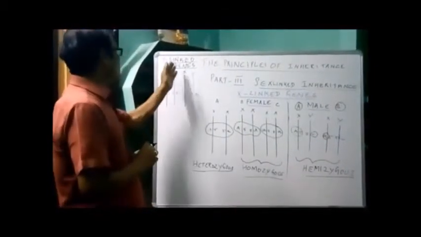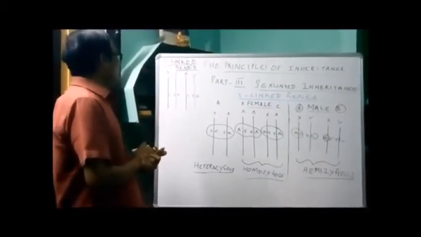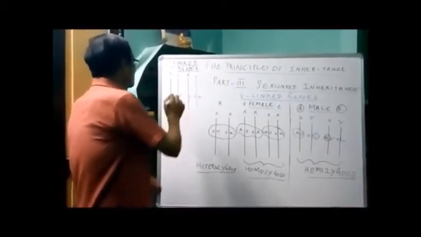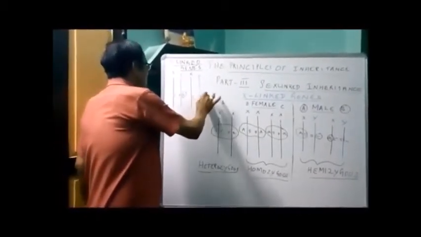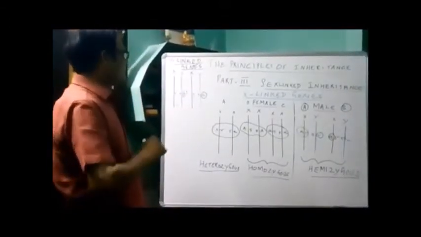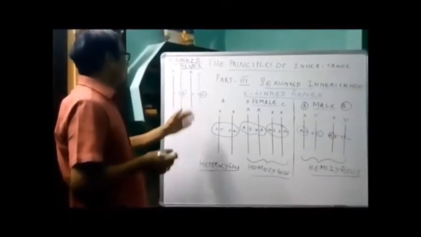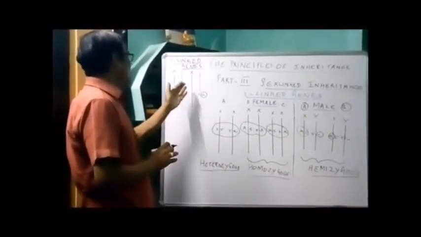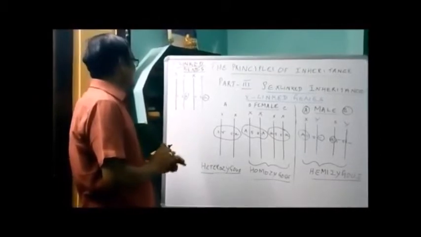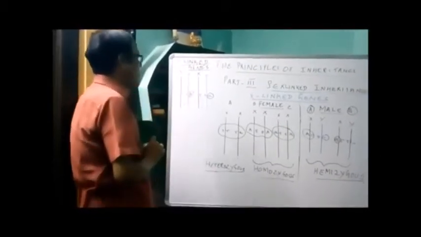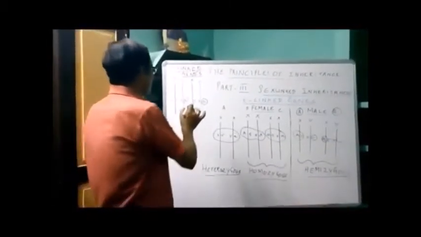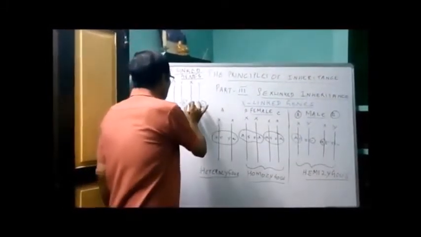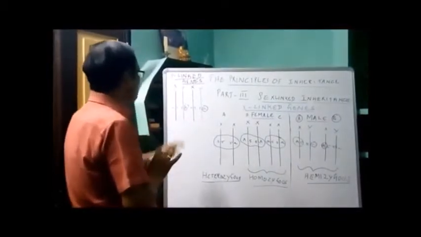Now coming back to the Y-linked genes. The Y-linked genes are present only in males because the genes are present only in the Y chromosome. As I already mentioned, the males are hemizygous. They have a Y-linked gene only in the Y chromosome. There is no corresponding allele in the X chromosome. Here, suppose we have a Y-linked gene, it has no corresponding allele in the X chromosome.